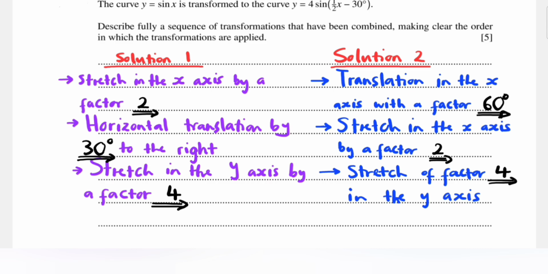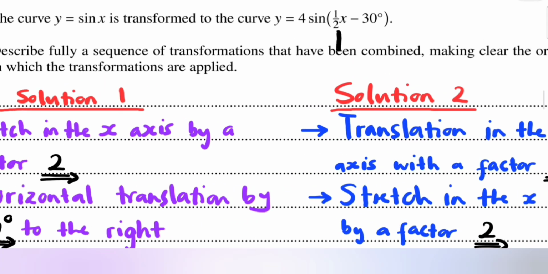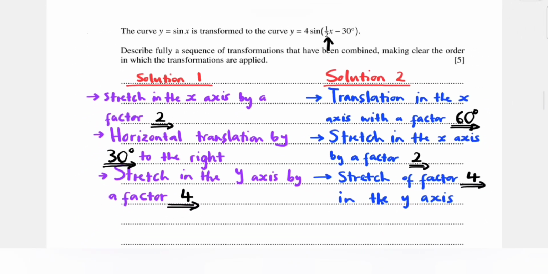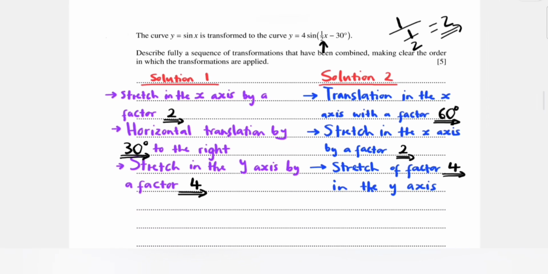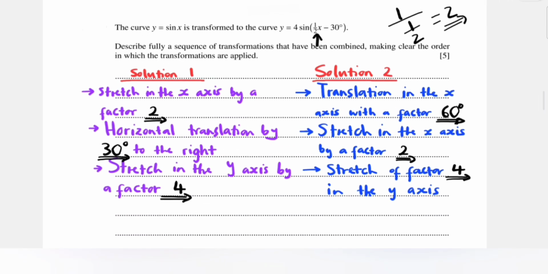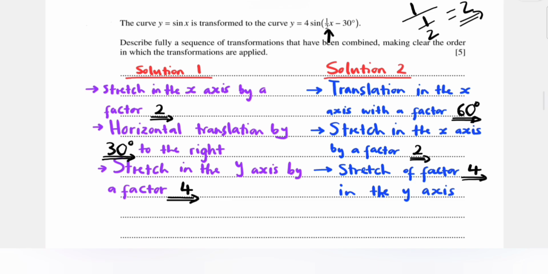It says, there's a stretch in the x-axis by a factor 2, and we're getting that from here. It's half x, so the factor is always 1 over the coefficient of x, and this gives us 2. That's why for solution 1, it says the stretch in the x-axis by a factor of 2.